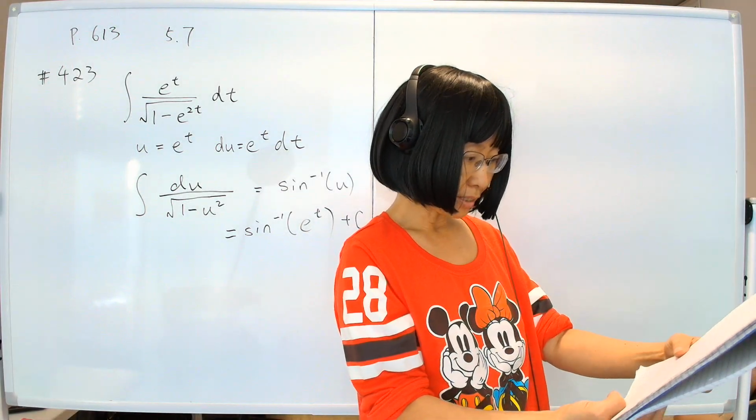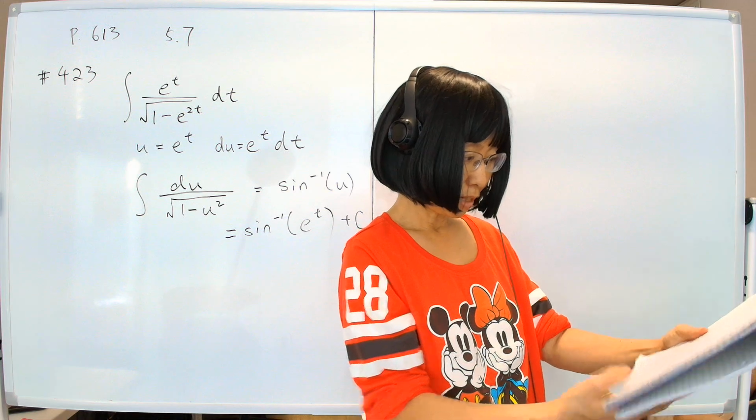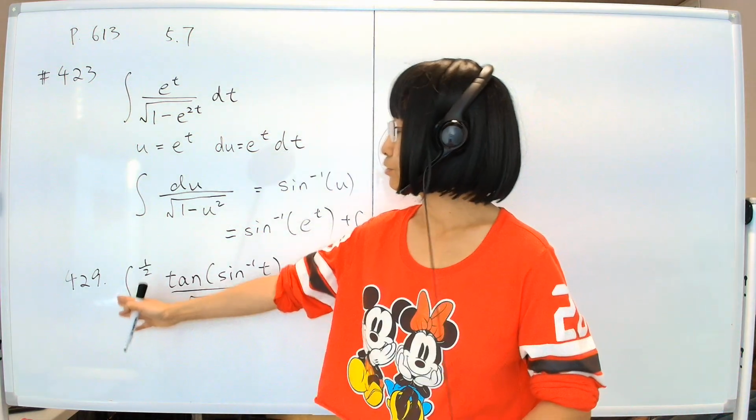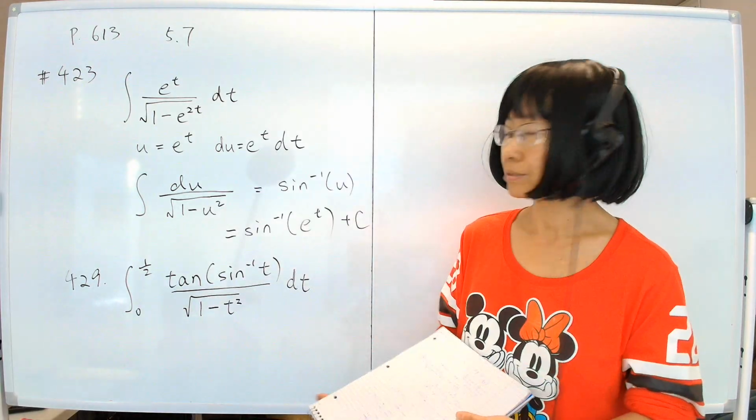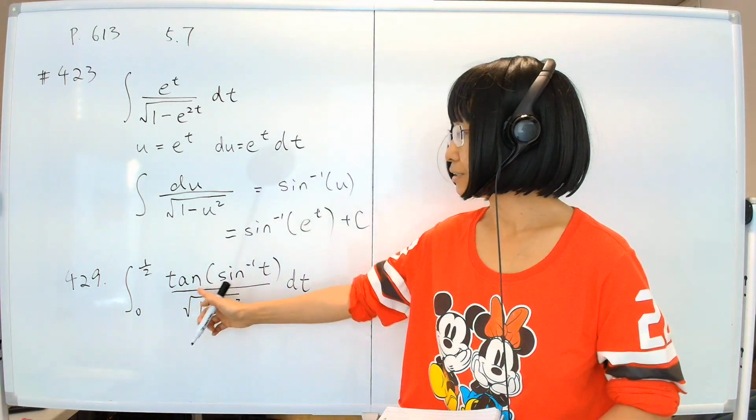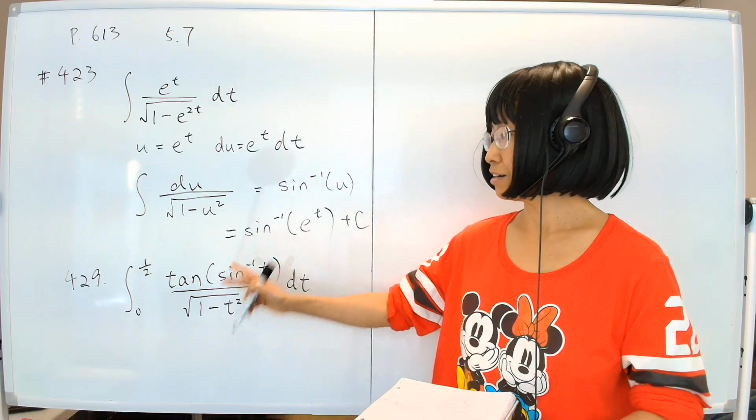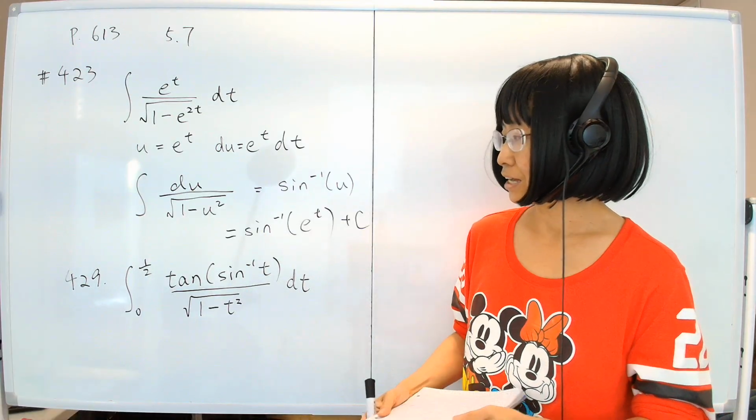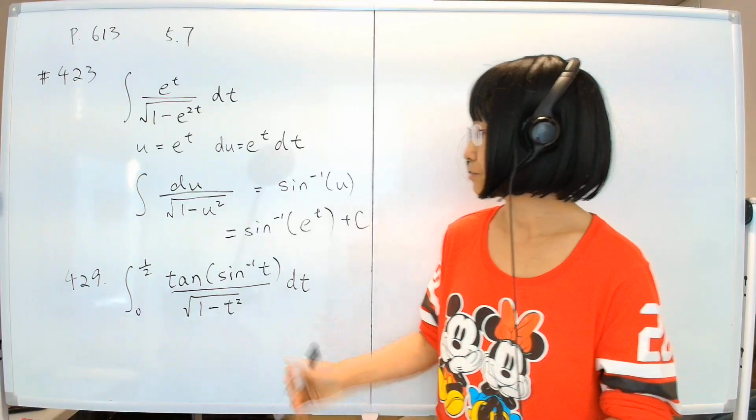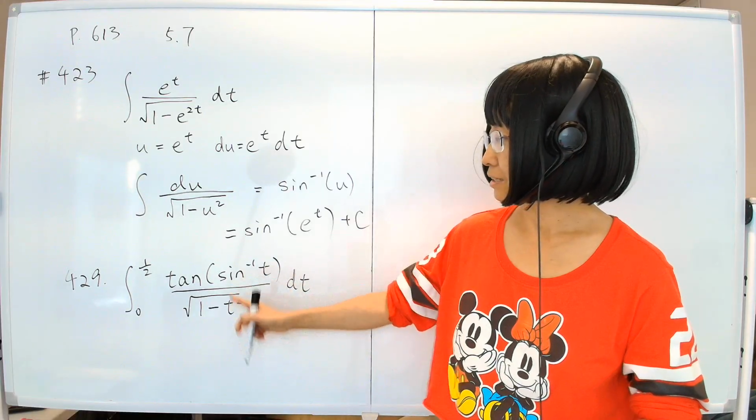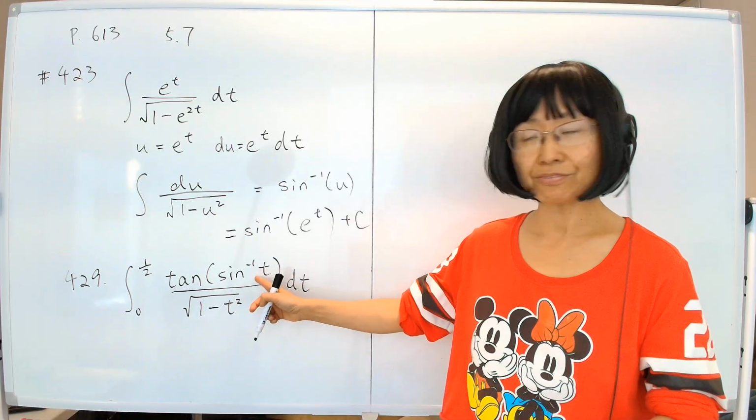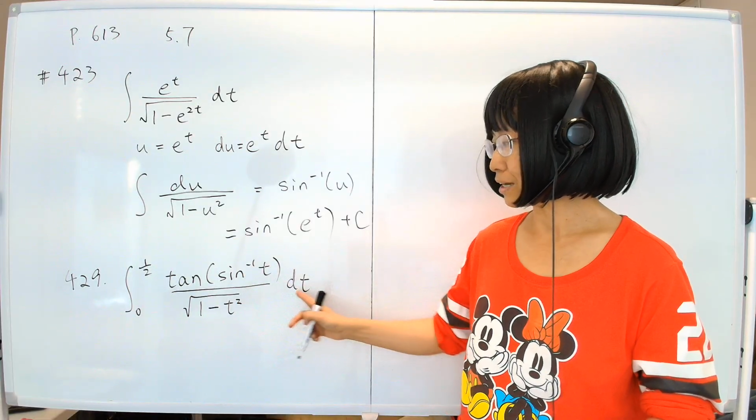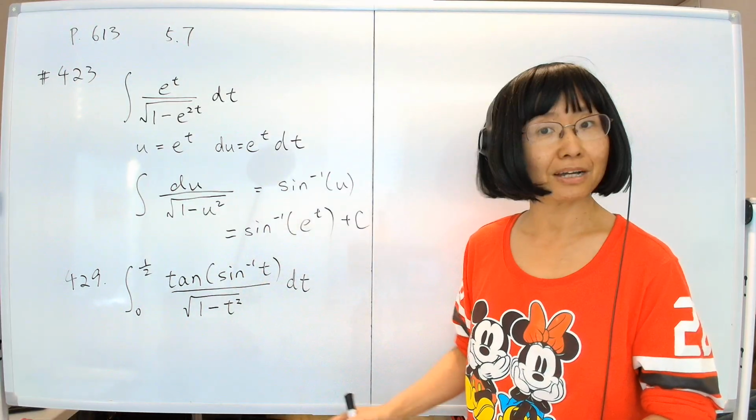So now let's look at the next problem, 429. For problem 429, we're supposed to integrate from 0 to 1/2 tangent of inverse sine over the square root of something. That looks tough. Well, it looks tough until you realize that this is just the derivative of sine inverse, which means if you let u equal this, this will become du, and everything will come out nice and neat.